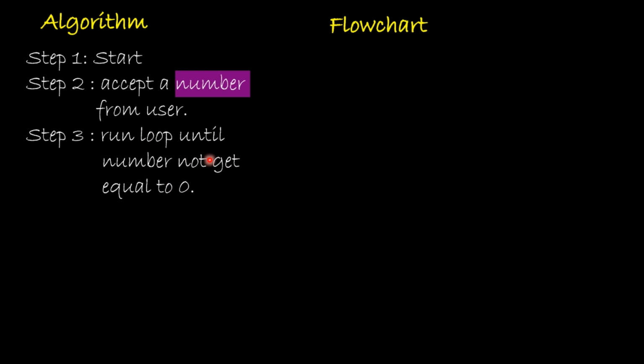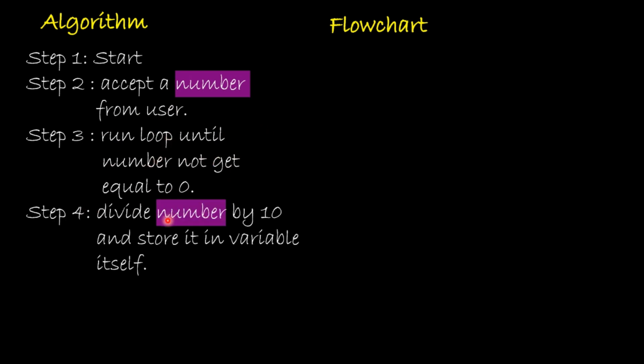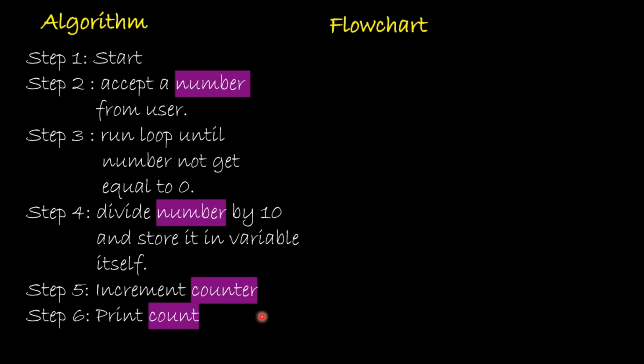After that, the fourth step is to divide the number by 10 and store it in the variable itself. So now we are going to divide this number by 10 and we'll store the quotient in the number variable itself. After that, we'll increment the counter in each iteration. Now the sixth step is to print the count, and after that we will stop the program.